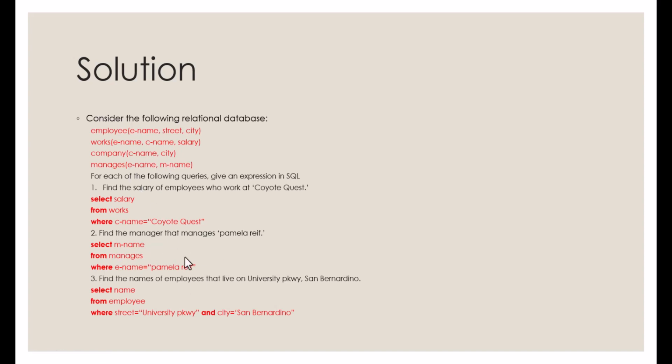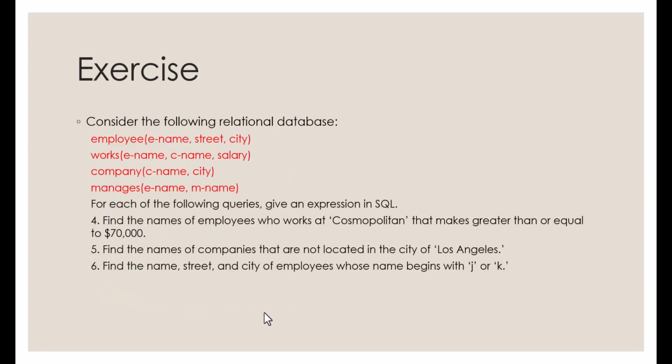Okay, number 3, find the names of employees that live on University Parkway, San Bernardino. So we can see that we have the street and city information in this table. So we're going to do select name from employee, where street is equal to University Parkway and city is equal to San Bernardino.